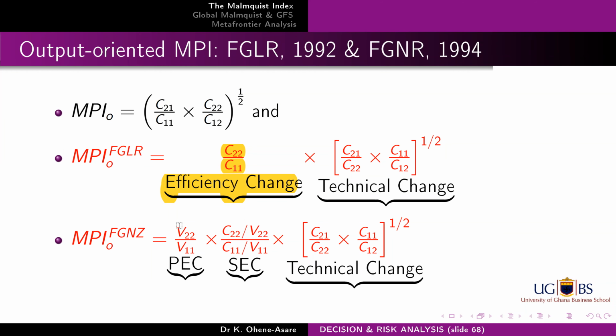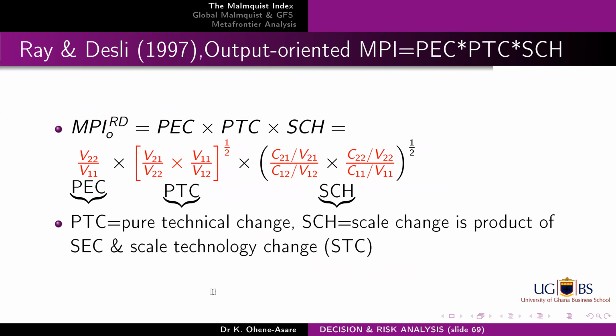Watch it. Because they said that this part here, you have CRS and VRS, CRS and VRS. But then when it comes to this part, there is no CRS and VRS. So there is a problem here. And so they created a new one. And this is the Ray and Desli decomposition.